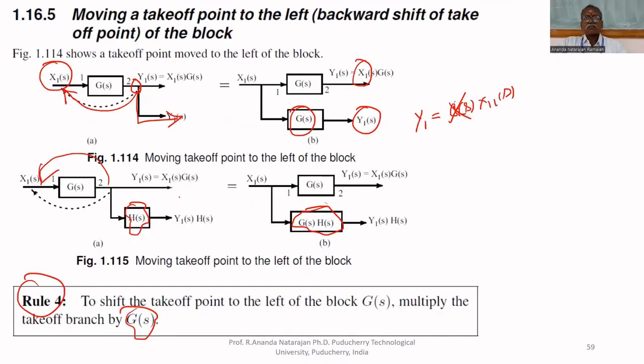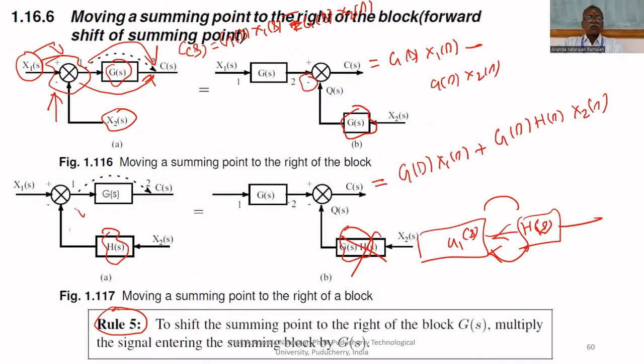Second rule, if you shift before the block, a backward shift, if you want to do the same effect, it is already multiplied by G of S. If you shift here, it is not multiplied by G of S. Therefore, you have to multiply by G of S. That's all. If it is multiplied by H of S, multiply G of S, H of S. That is the 4th rule. 5th rule, if you want to shift the summing block, the signal is not amplified by G of S. That's why first amplify, then add.